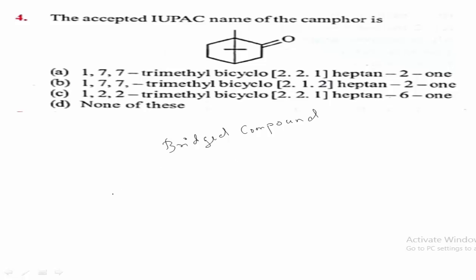From where you can start the numbering? Yes, students, here this one is the bridged carbon atom and this one is also a bridged carbon atom. It contains total 7 carbon atoms. Let's see here. This one is 1, this one is 2, this one is 3, this one is 4, this one is 5, and this one is 6, and this middle one is 7. And here there is a CH3 group, here middle also CH3 group, and here also CH3 group.